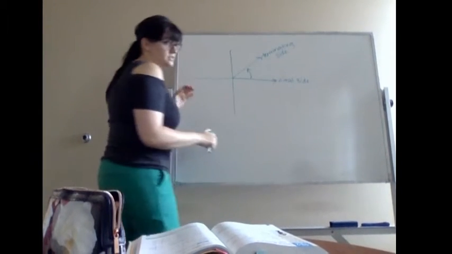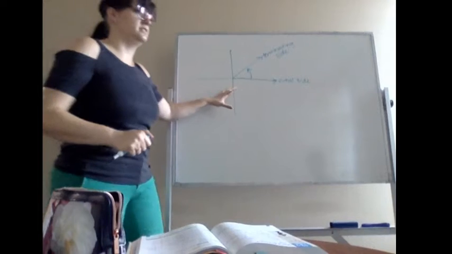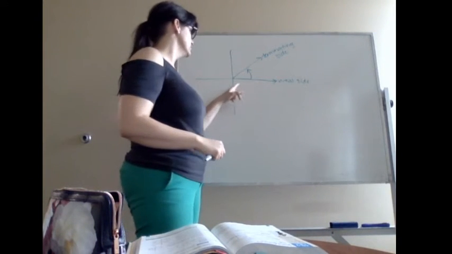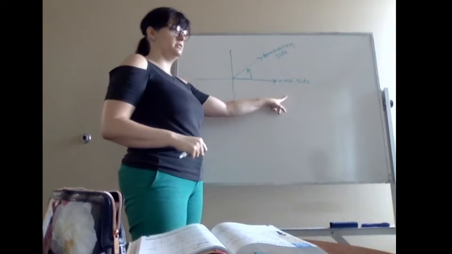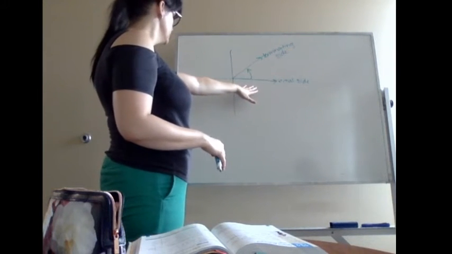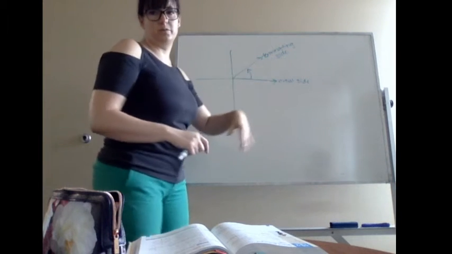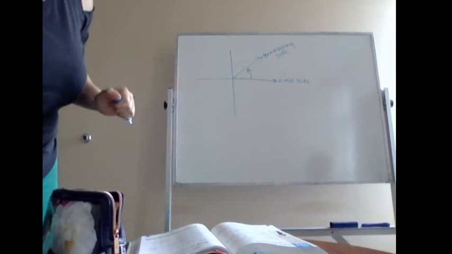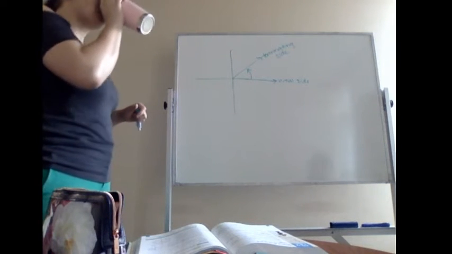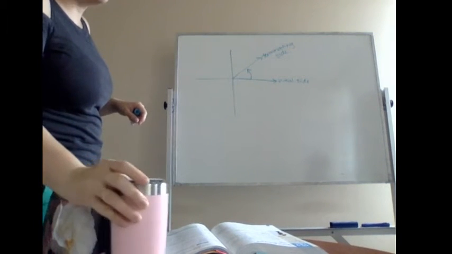To make things easier, on coordinate axes, the initial side is always going to be the positive x-axis. So it's always going to start at the origin and move away. We'll always have the same beginning point, and then the terminating side is what we're going to be looking at.